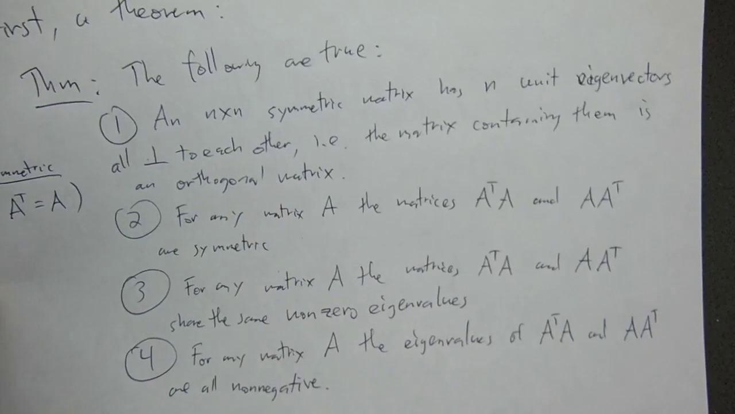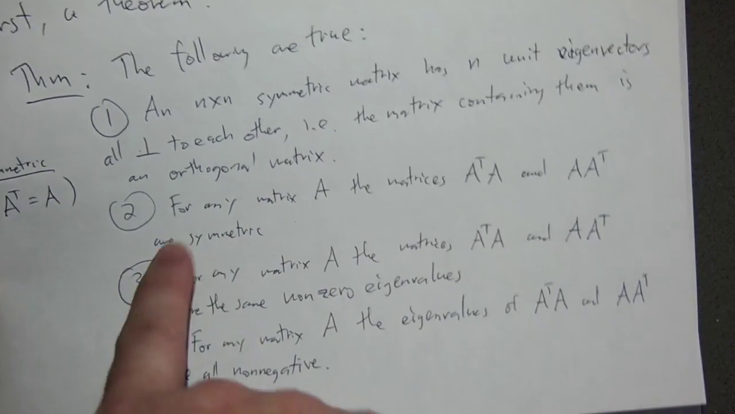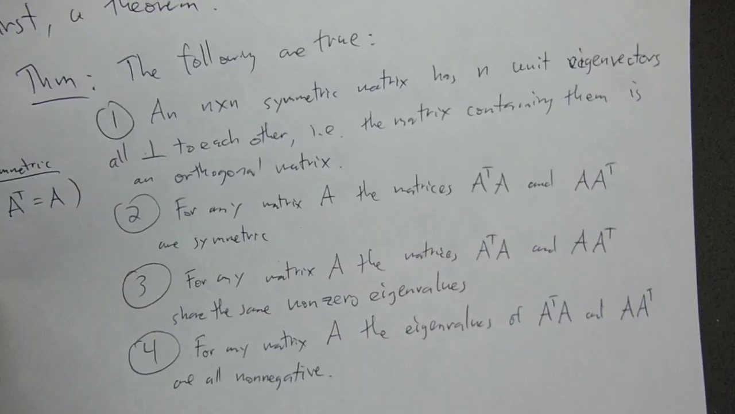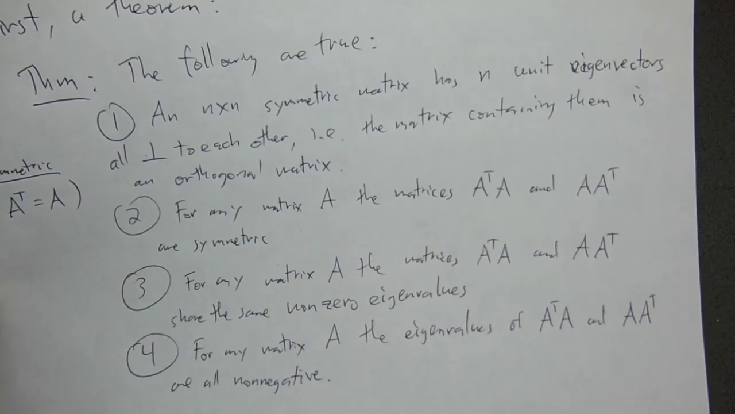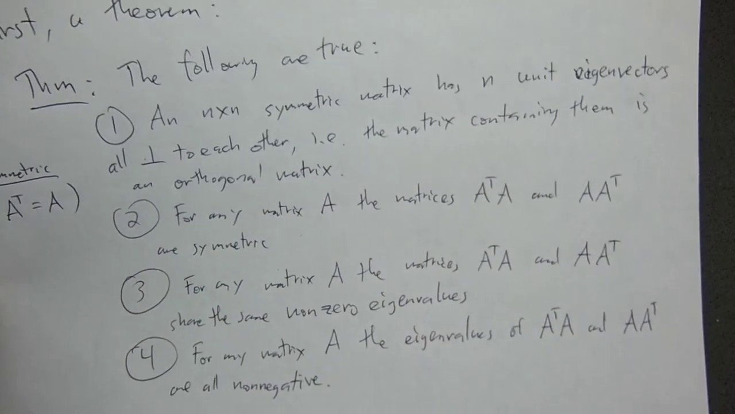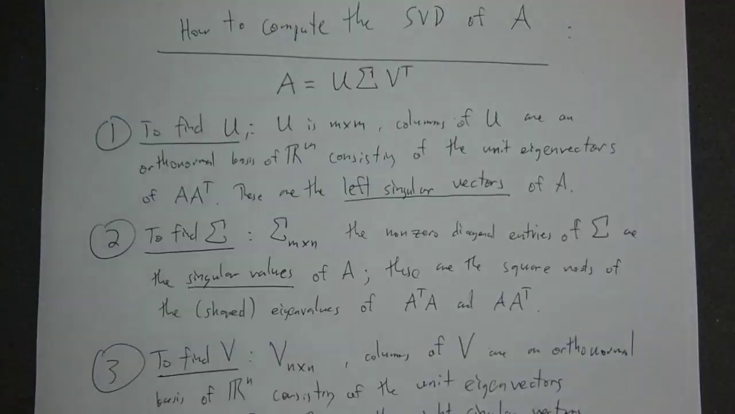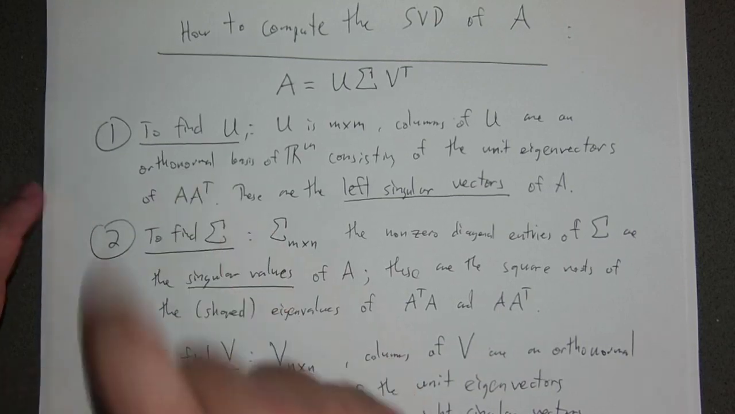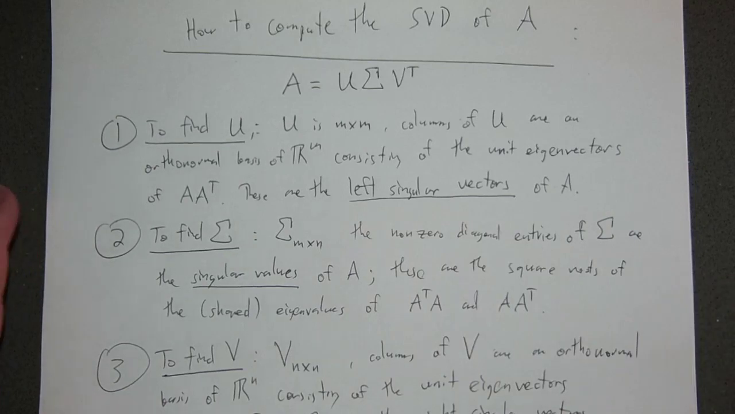So anyway, the most important bit for finding U is number 2, which is that these are symmetric, and so by number 1, I can find n unit eigenvectors that are pairwise orthogonal. So if I form the matrix whose columns are those eigenvectors, then it's an orthogonal matrix because I can normalize them if necessary, and so those columns form an orthonormal basis. So that's my U, and I call those the left singular vectors.